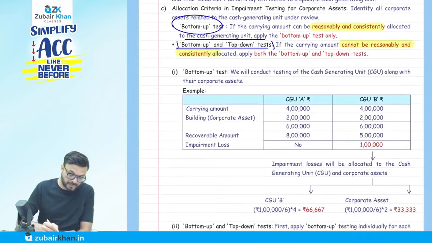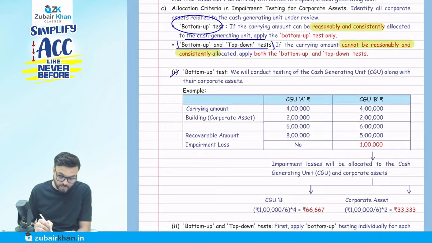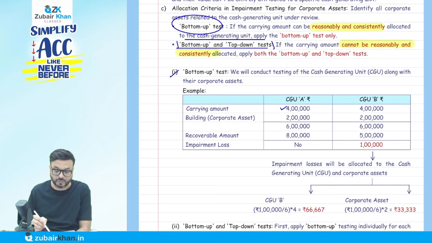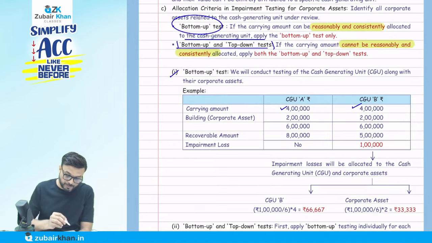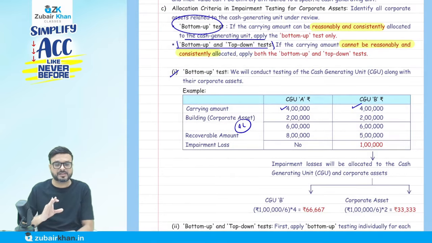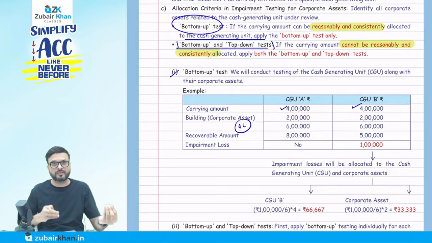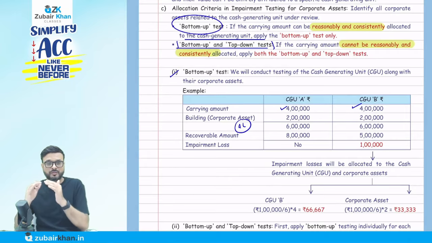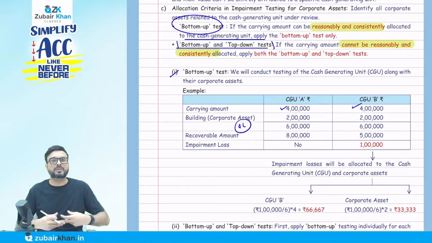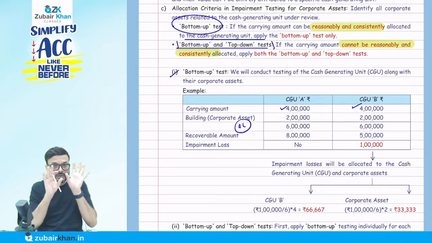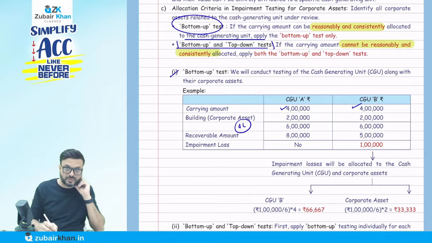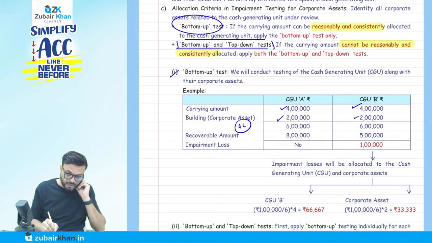First, take an example. Suppose I have two CGUs, CGU A, whose book value is 4 lakh, and CGU B, whose book value is also 4 lakh. Now I have one corporate asset, whose value, let's say, is 4 lakh. I can reasonably know that 50% is used by A and 50% used by B. One floor is used by CGU A, one floor is used by CGU B. If you know reasonably, on the basis of square meter or whatever, you can allocate the value. So suppose 50%, that comes to 2 lakh. So now the total value is 4 plus 2, 6, here also 6.